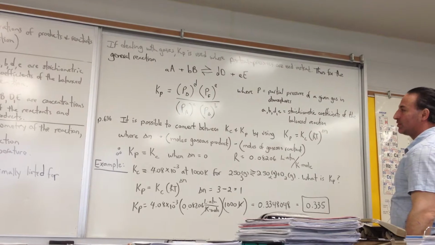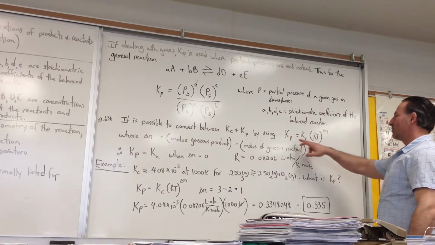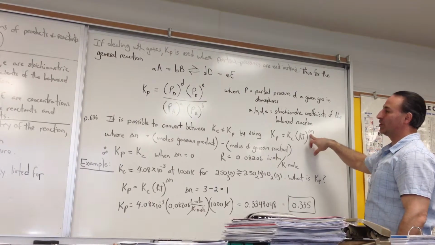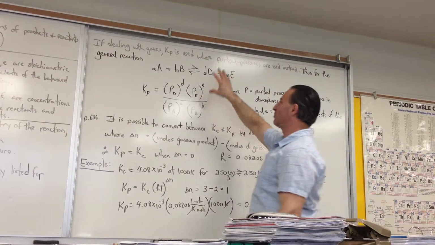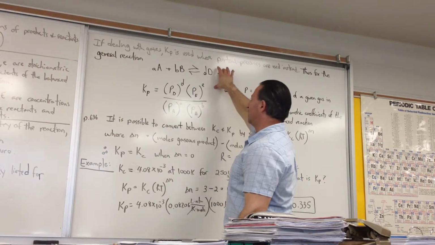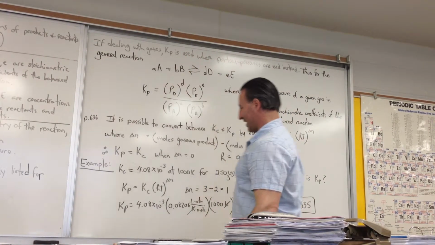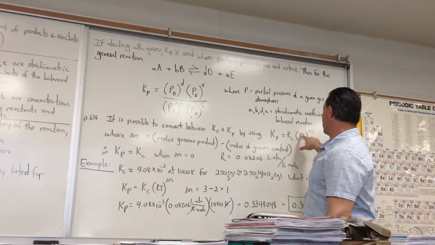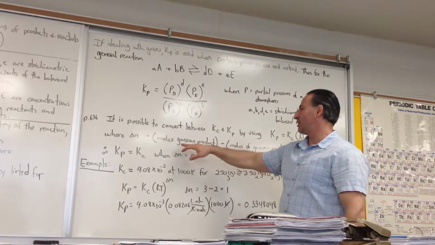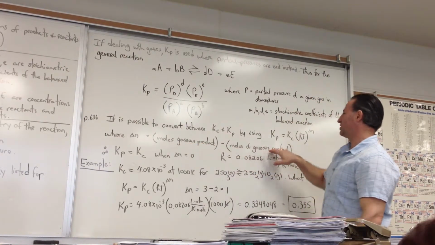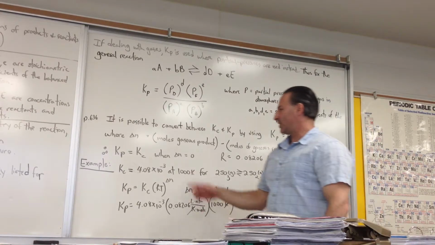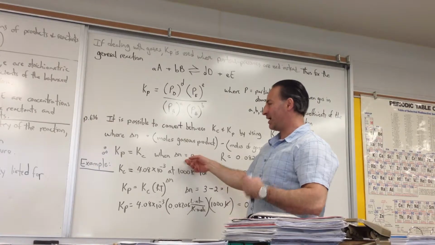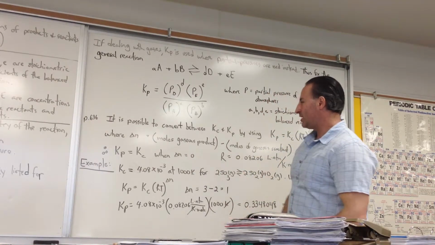And it is possible to convert between Kc and Kp by using this conversion factor. Kp is equal to Kc times RT raised to the power of delta n, where delta n is the difference in the number of moles between a product versus the number of moles of reactant. So delta n, the power that we raise RT to, is moles of gaseous product minus moles of gaseous reactant. Therefore, if delta n is equal to 0, in other words, if there's no change in the number of moles between the products and the reactants, then Kp is going to equal Kc.